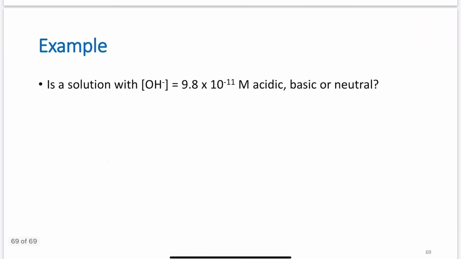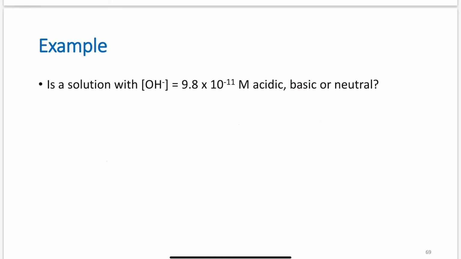In a solution with a hydroxide concentration equal to 9.8 times 10 to the negative 11th, is this solution acidic, basic, or neutral? Well, I want you to think about this. If the hydroxide concentration is 9.8 times 10 to the negative 11th molar, how do you solve this question?